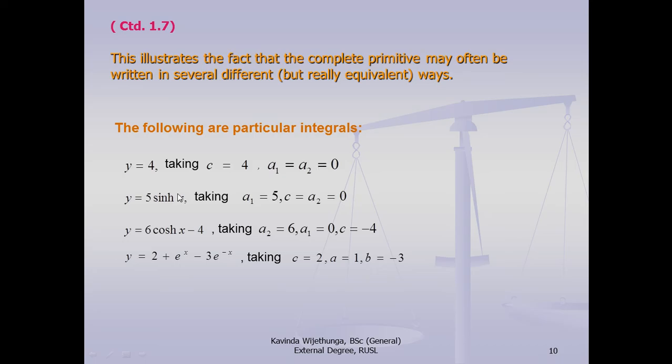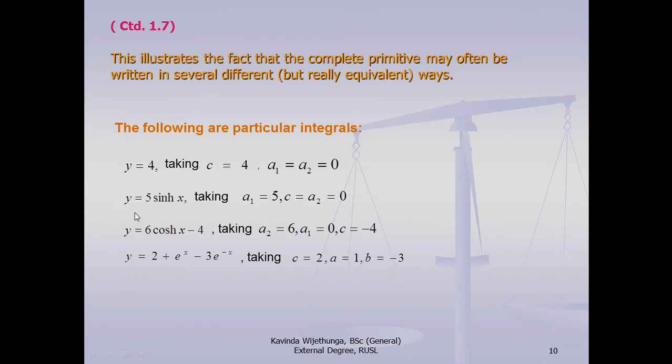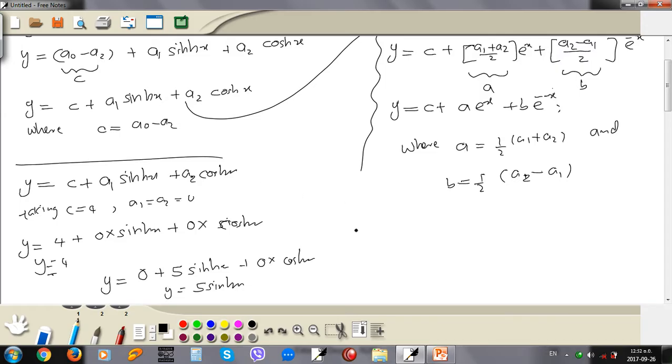Then by taking a1 equals 5 and c equals a2 equals 0, we get y equals 0 plus 5 sin x plus 0 cos x, so y equals 5 sin x. That's how y equals 5 sin x is created. Likewise, taking a2 equal to 1 and c equal to minus 4 with a1 equal to 0, you get y equals cos x minus 4.